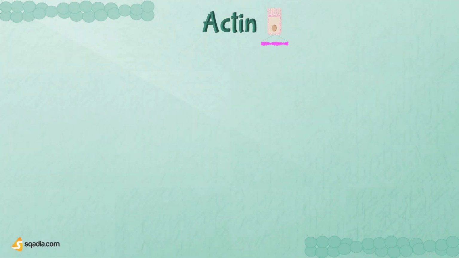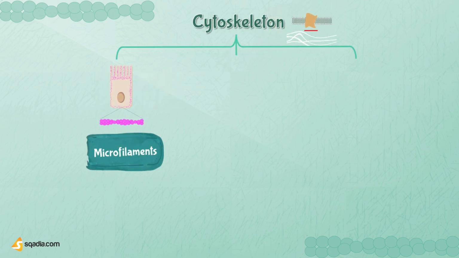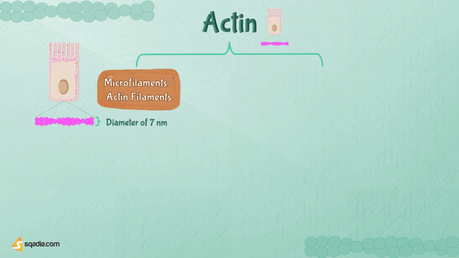Now, actin is a family of globular multifunctional proteins that form two types of filaments. One of them is microfilaments in the cytoskeleton, that are also referred to as the actin microfilaments. These are one of the three major components of the cytoskeleton, the other two being the intermediate filament and microtubules. Actin microfilaments have a diameter of about 7 nanometers.